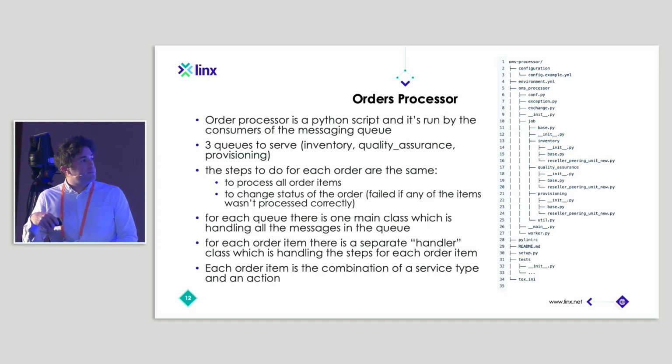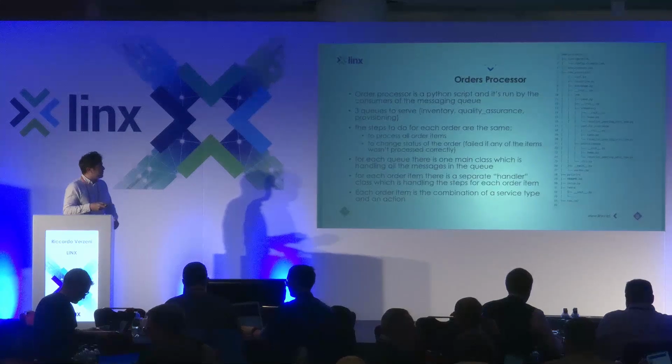For each queue, there is one main class, which is handling the messages in the queue. The steps for each are the same: they process all order items and change the status of the order, fail if any of the items was not processed correctly, otherwise they move it to the next queue. And for each order item, there is a separate handler, which you can see here, repeated for all of them. So reseller peering, new, I think, which handles the actual order item, the steps that need to be done there. And each order item is a combination of a service type and an action. So in this case, reseller peering unit and a new one.